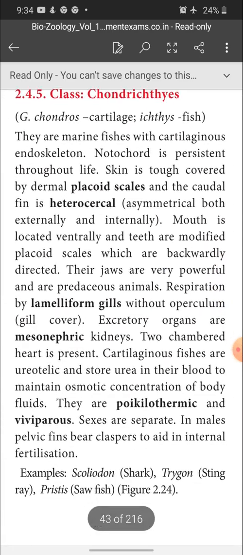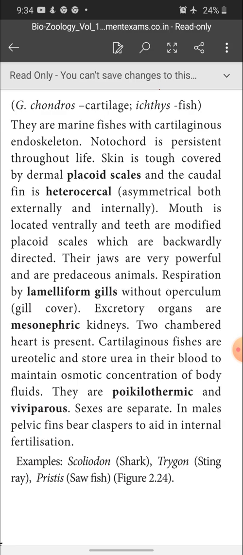Then class Chondrichthyes: they are marine fishes with a cartilaginous endoskeleton. Notochord is persistent throughout life. Skin is tough, covered by dermal placoid scales, and the caudal fin is heterocercal, that is asymmetrical both externally and internally. That is called heterocercal. Mouth is located ventrally, and teeth are modified placoid scales. The teeth are backwardly directed. Their jaws are very powerful, and they are predaceous animals.